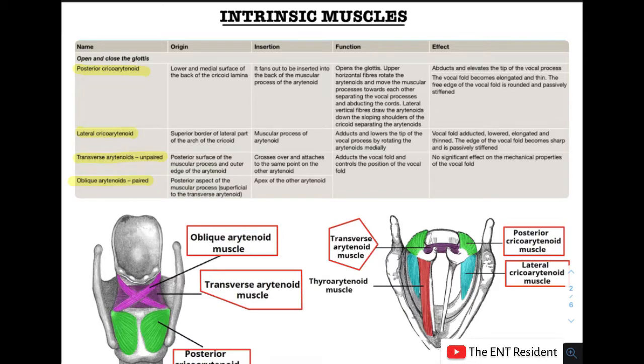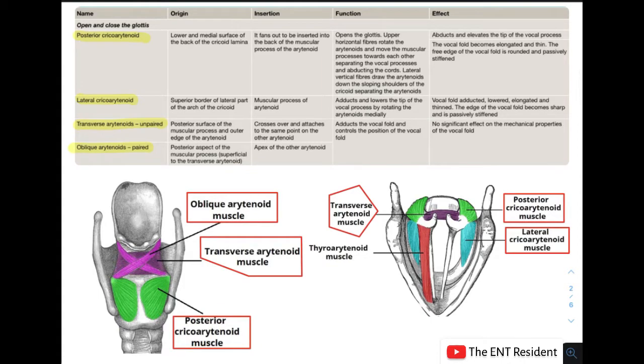Now the posterior cricoarytenoid takes origin from the lower and the medial surface of the back of the cricoid lamina. As you can see over here, this is the back of the cricoid lamina. This is where it takes origin from. Then it fans out like this and gets inserted into the back of the muscular process of the arytenoid. As you can see over here, this is the muscular process where it is getting attached. So this muscle, why is it important? It helps in opening the glottis.